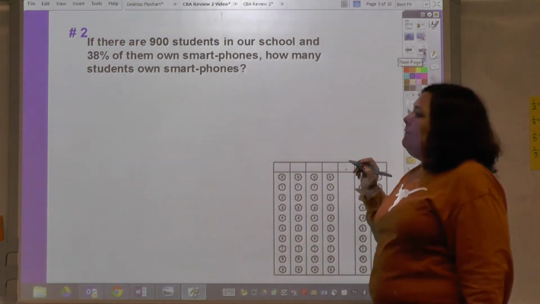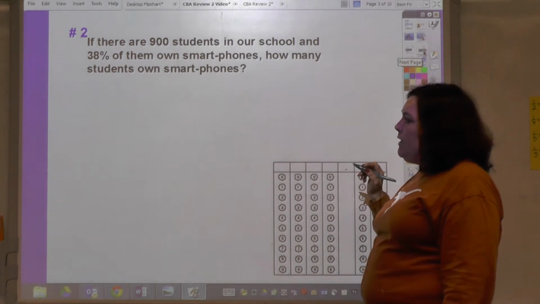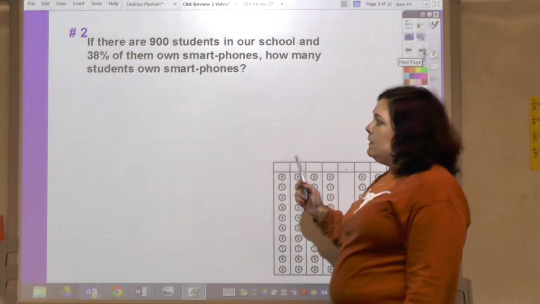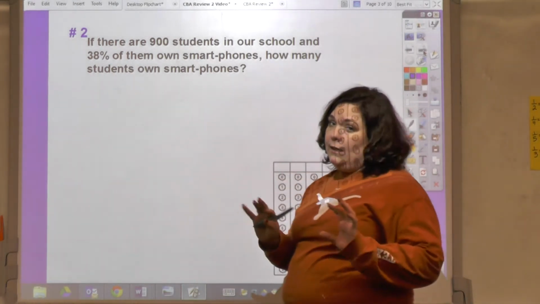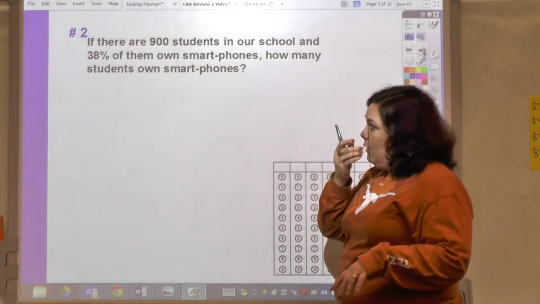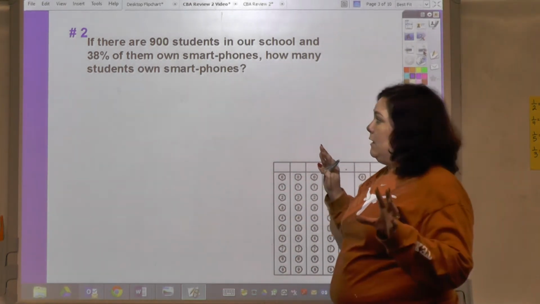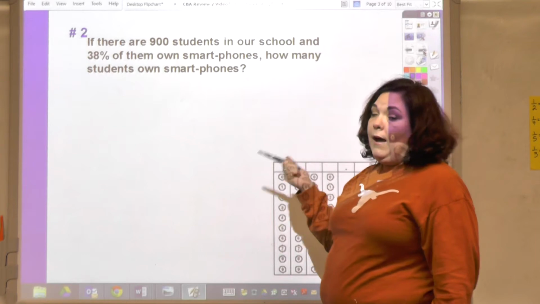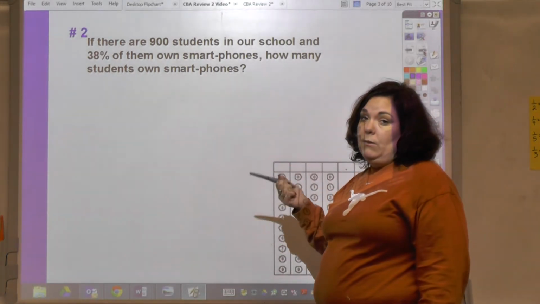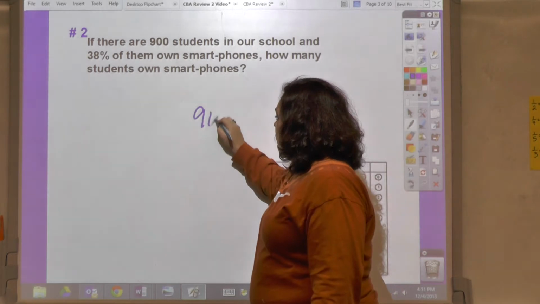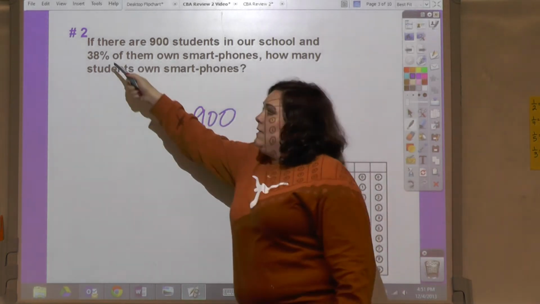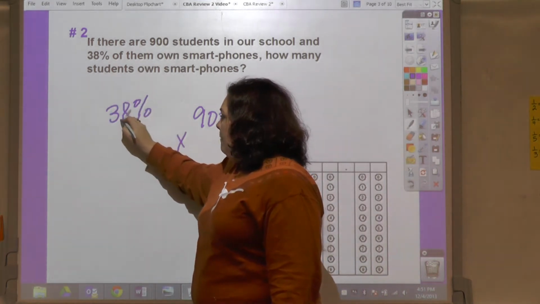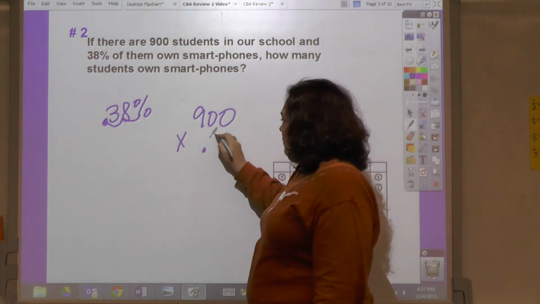So number 2, if there are 900 students in our school and 38% of them own smartphones, how many students own smartphones? Well, this 38% is not a nice, friendly percent, and it wants an exact number. It doesn't want an estimate. It wants it so exact that it's going to be griddable. Well, what you have to do is turn that percent to a decimal. So I'm going to take 900 and multiply it by the decimal equivalent of 38%. 38%, and I do pepper doctor, so it becomes 0.38.